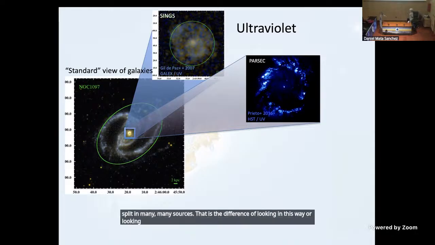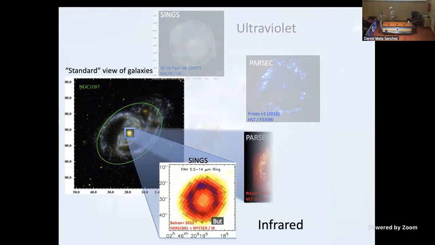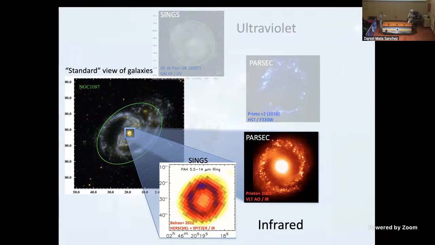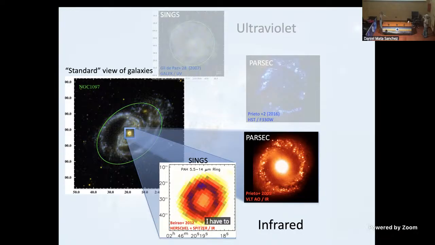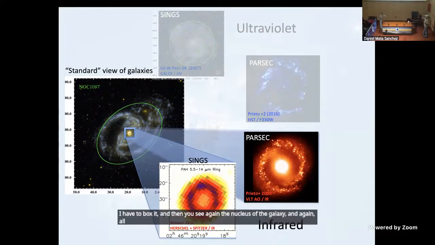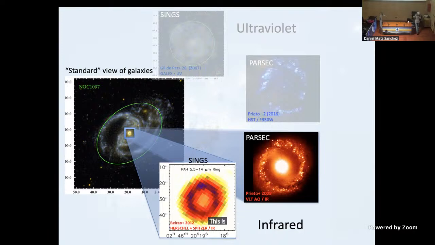We have other counterpart improvements to do this, but for the center of the galaxy it is quite complex. If you look in the infrared, which is the range we are talking about now, this is the center of the galaxy, the same figure. Here you have this ring, white and dark, and then you switch to adaptive optics and you see again the nucleus of the galaxy, and again all this region is split into many sources. This is what switching to this angular resolution does.